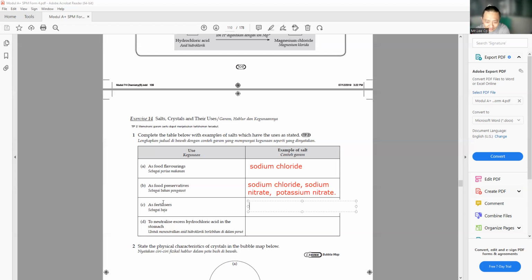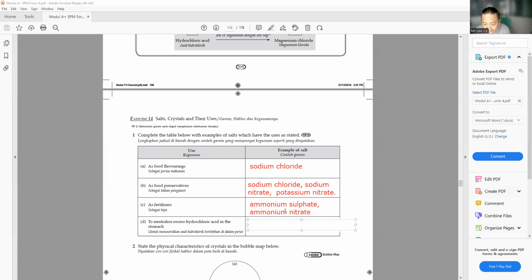Right? Fertilizer. As a fertilizer, you must have ammonium sulfate, ammonium nitrate. Like this. Ammonium sulfate, ammonium nitrate, it is used in fertilizer. Ammonium, and then nitrate, nitrate, you must memorize the nitrate.